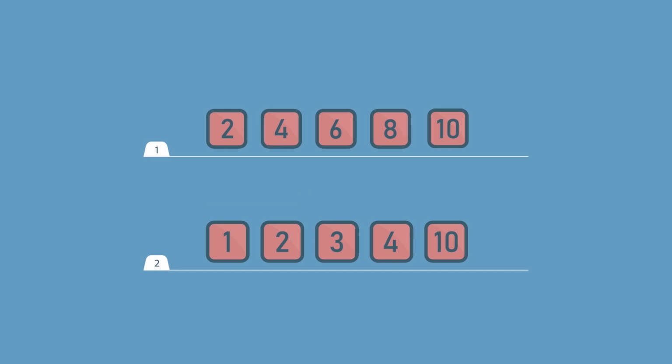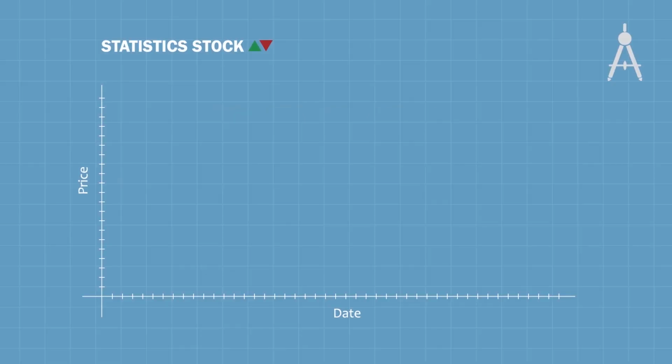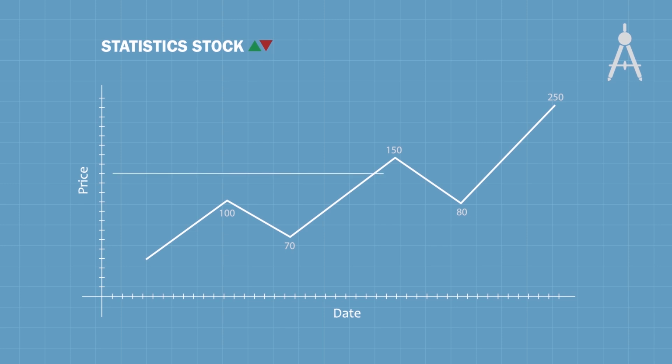Let's start by looking at the data of a stock for 5 days and measuring the dispersion throughout the values using standard deviation. Think about what we need to calculate the dispersion. A point of reference from which we can calculate the distance to all the points. The mean is a perfect candidate for that.